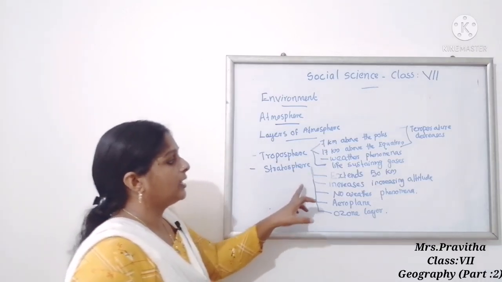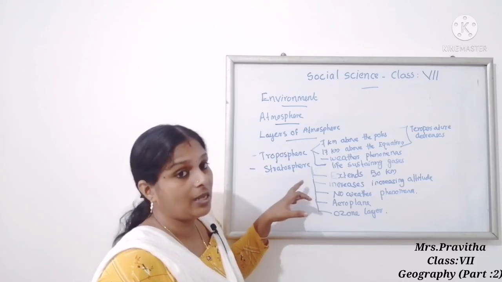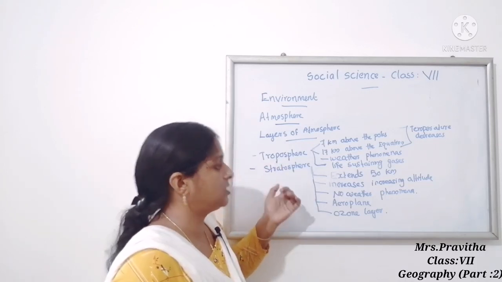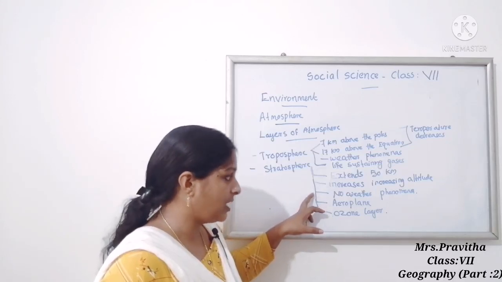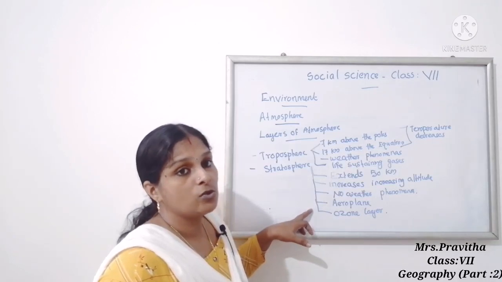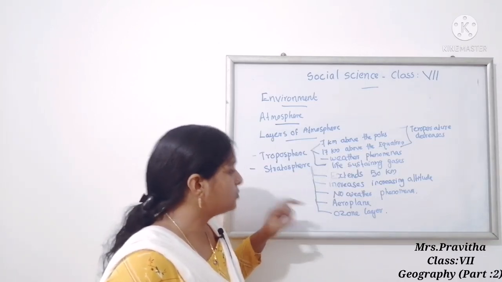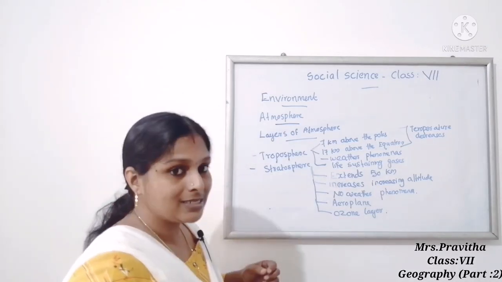First one, it extends 50 km. Then we want to know about temperature. Temperature increases with increasing altitude. No weather phenomena are taking place in this layer. Then this layer is ideal for playing aeroplane. Ozone layer is found in the stratosphere. So these are the main points about the stratosphere.